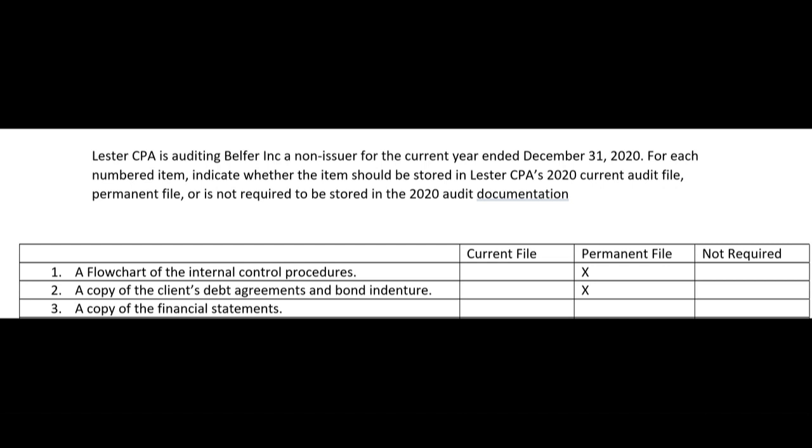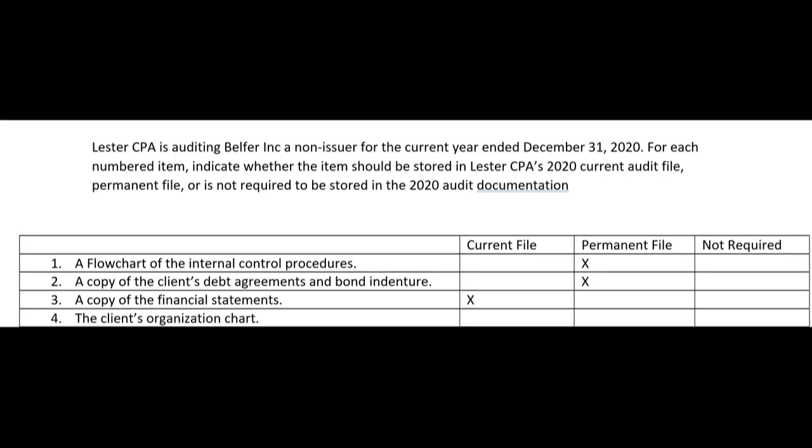To number three we go, a copy of the financial statements. So the client's financial statements for the current year, where's that going? Right into the current file, because that relates to the current year under audit. What else would we expect to put into the current file? Schedules, analyses that relate to the current year under audit, like results of substantive tests, such as confirmations that we sent out and inventory observations that we made. Test counts, if we did them when we observed the inventory, that would go in the current file also.